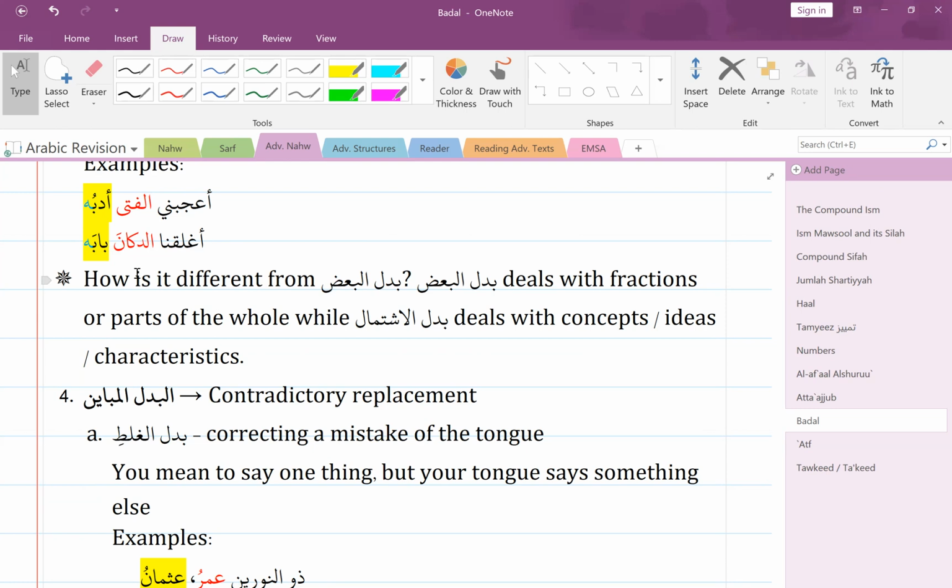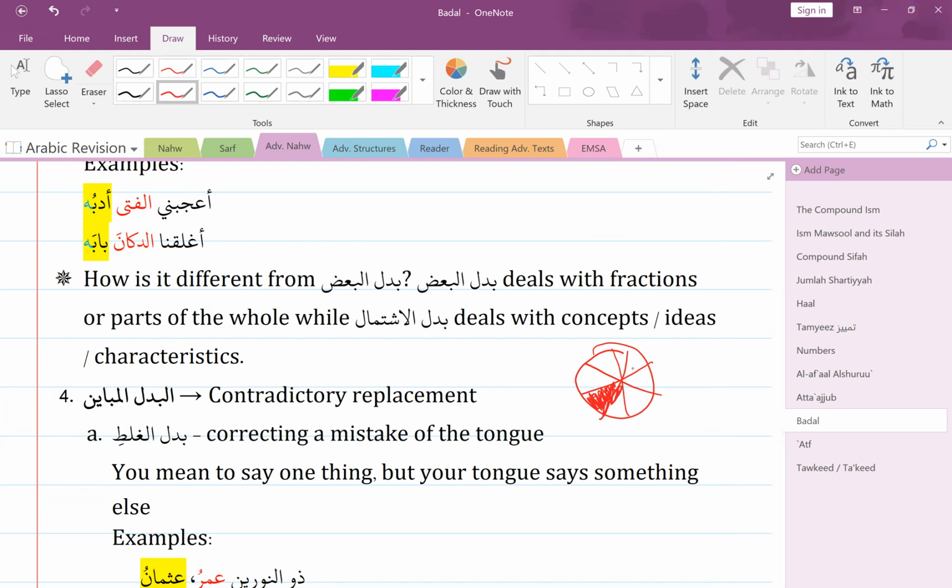So when you're talking about portions and fractions, if you cut up that thing and you actually have fractions of it, then that is badal al-ba'd. You're talking about a part of the whole. Like you remember that pie chart, and you're talking about this specific part. That would be badal al-ba'd. Like this pizza portion over here from the whole. Like, I ate a sixth of the pizza. That would be badal al-ba'd.